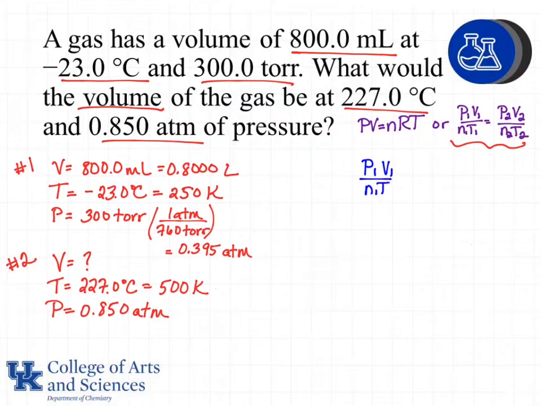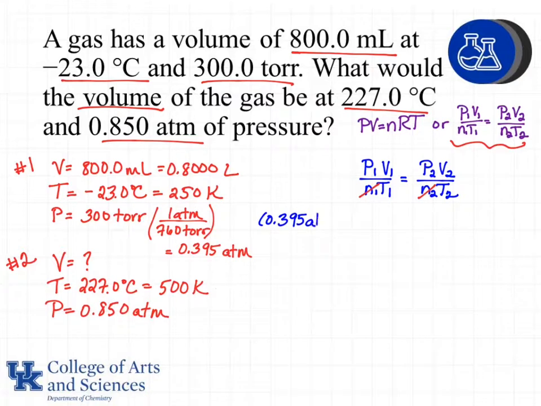Now I can write my combined gas law equation and begin plugging in my knowns and canceling out anything that's exactly the same on both sides. There's no mention of moles anywhere in the problem. There's no indication that we've added or removed any of our gas sample, so we know that N1 equals N2, therefore they can be canceled out.